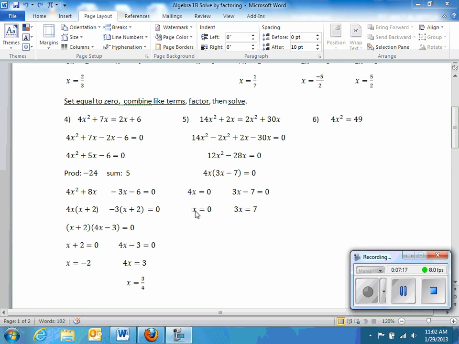That's one answer. Here, again, the negative 7 is now positive 7. And here, I'll have to divide both sides by 3, giving me x equals 7/3. So our two answers are x equals 0 and x equals 7/3.